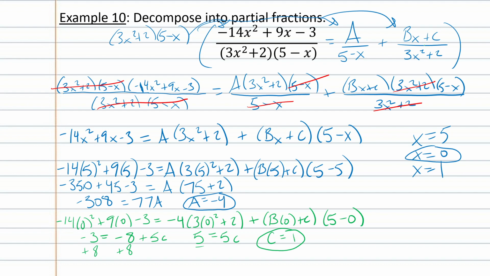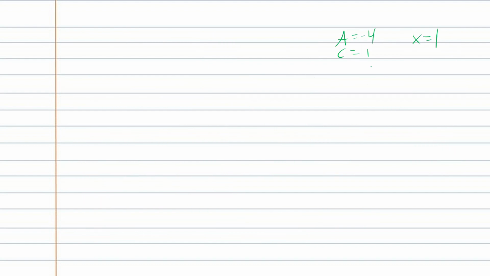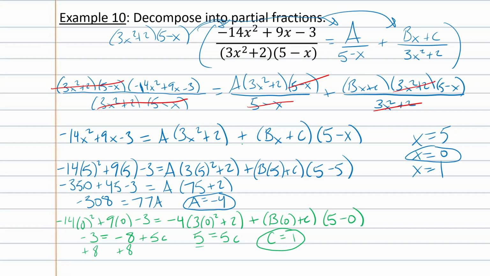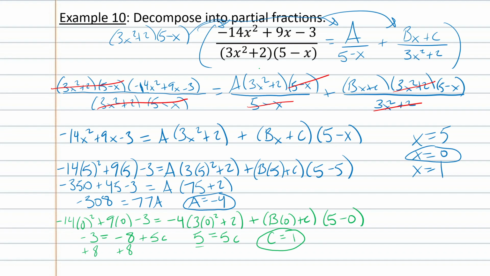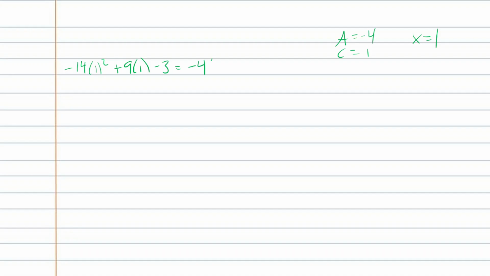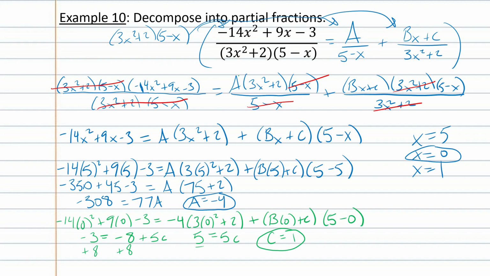I have my a and my c. My a is negative 4. My c is 1. And I think I'm going to let my x be 1 as well in this next write-up. So let's do that. Negative 14. Is it negative 14? Yeah, it's negative 14 times 1 squared plus 9 times 1 minus 3 equals a, which we said is negative 4, times 3x squared plus 2.